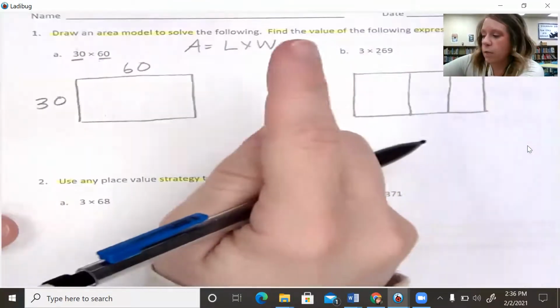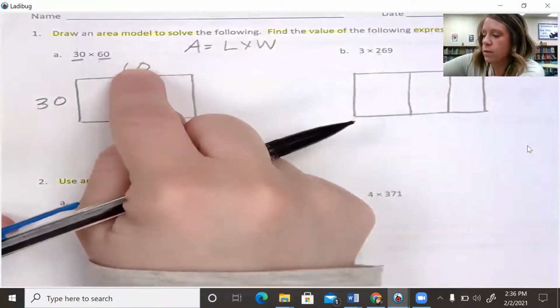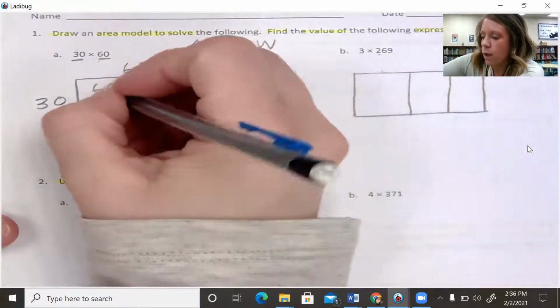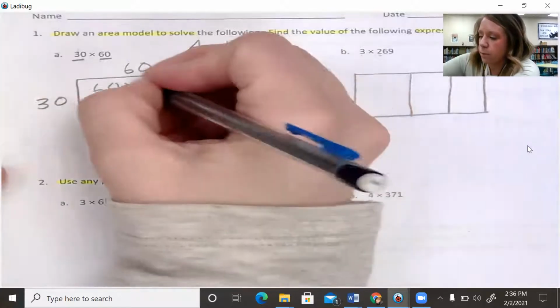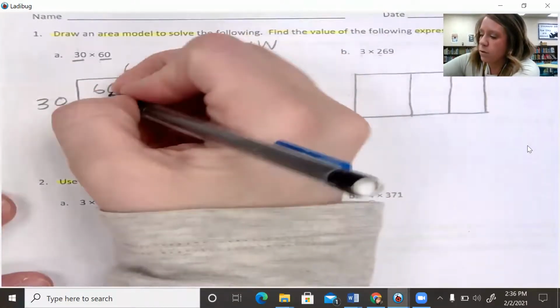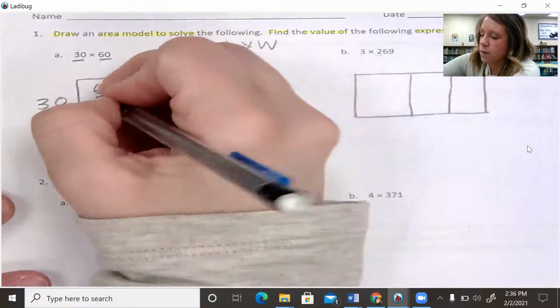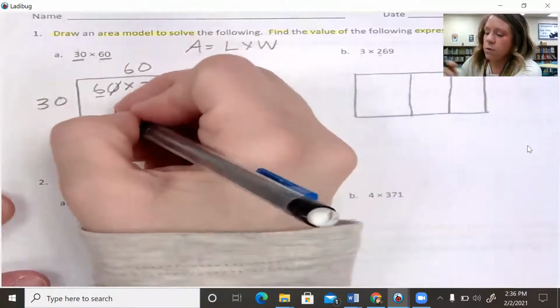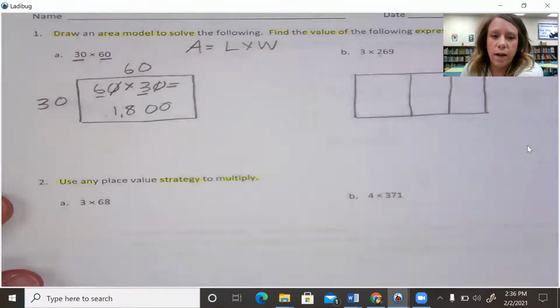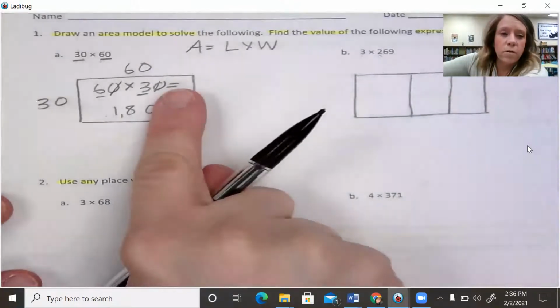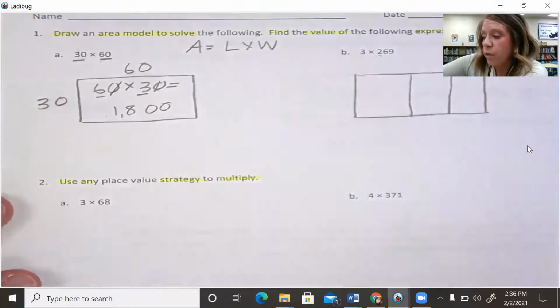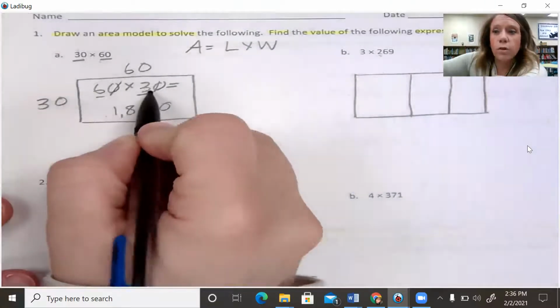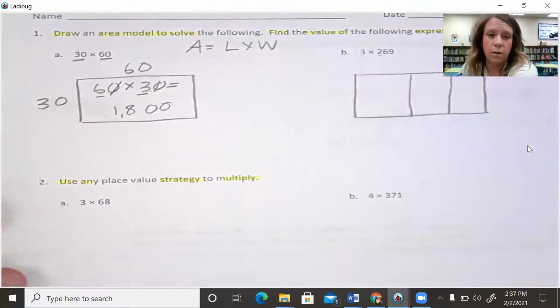We use this just like a multiplication chart. I pull the 60 down and I multiply it by the 30. Take off my 2 zeros. I'm left with 6 times 3 equals 18 for a total of 1,800. A lot of the mistakes that I saw, we had the answer of 180, which tells me you're not being careful when you're taking both zeros off and putting them in your answer.